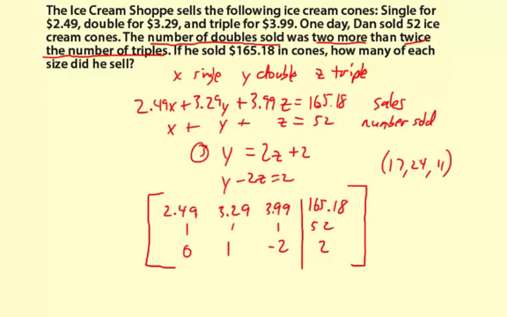Okay, now that is not the answer to the question. That's a solution to the system of equations that leads to answering the question. So it was 17 singles, 24 doubles, and 11 triples.